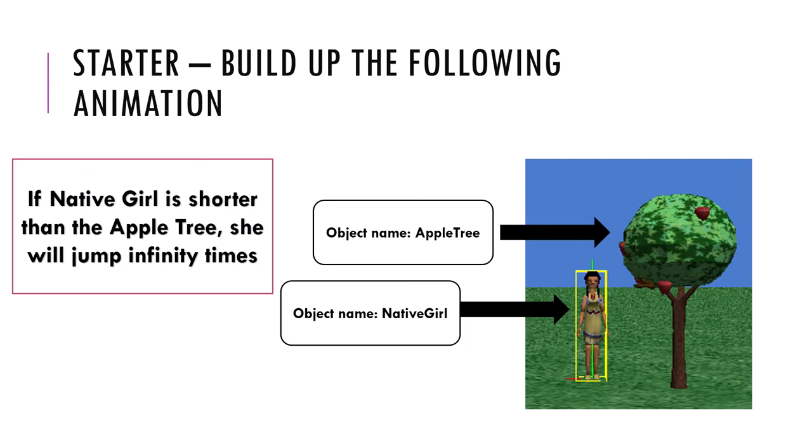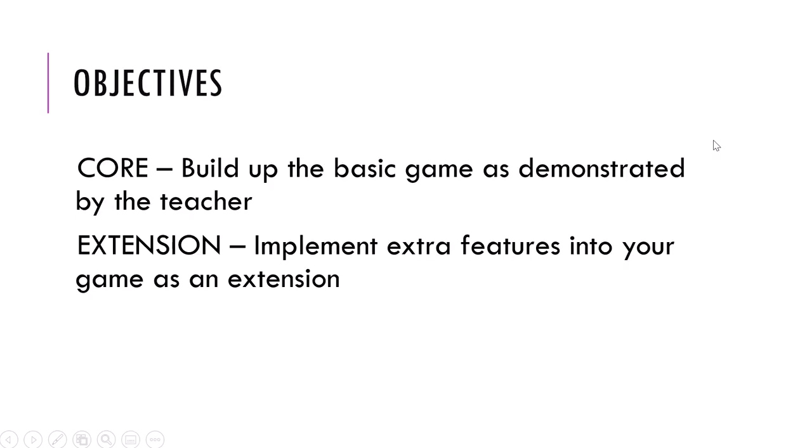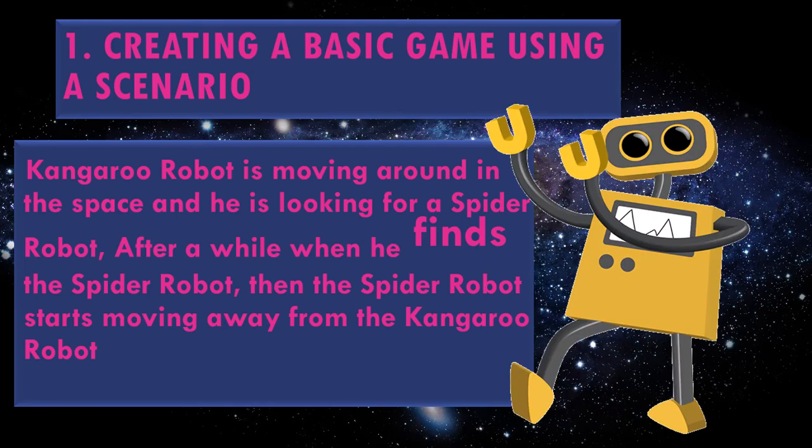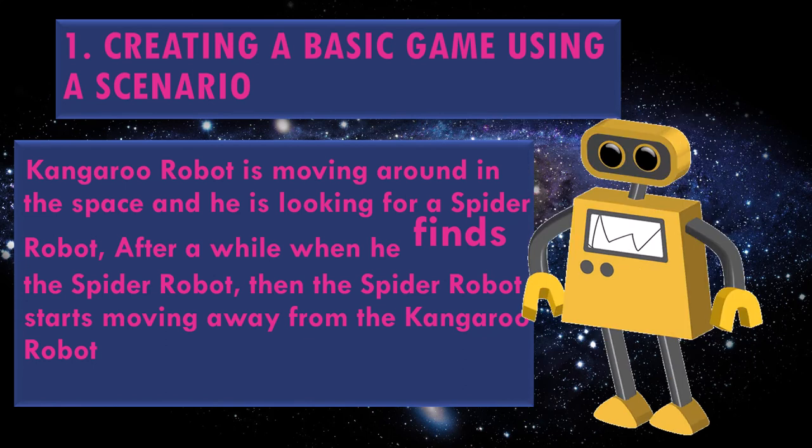Now let's look at what is the basic game we are making today. First, our objective for today's lesson is to build the basic game as it is demonstrated in my lesson today. And your extension is to implement any extra features that make your game more interesting. So what is the scenario we are trying to build today? This is the storyline we are following.